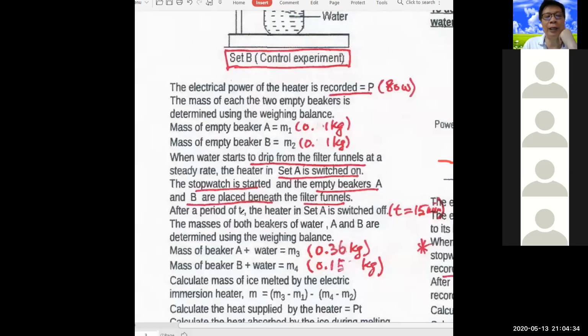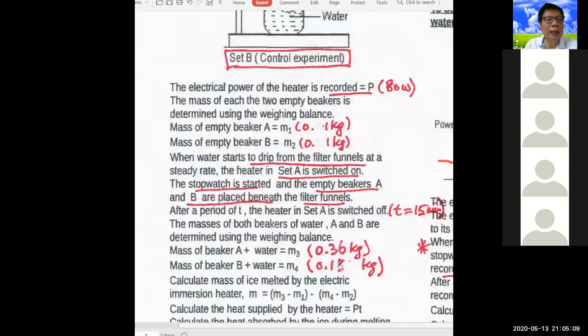After a period of time, let's say 15 minutes, as I told you just now, we fix the time at 15 minutes. We allow the ice to melt for 15 minutes, a little bit longer time. Then after that, you measure the mass of both beakers. The mass of beaker A plus water is 0.36, for example. Then the second beaker plus water is 0.15. Of course, this one has more water inside, this one less.